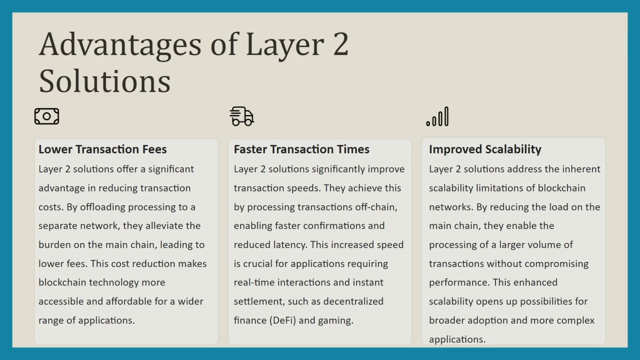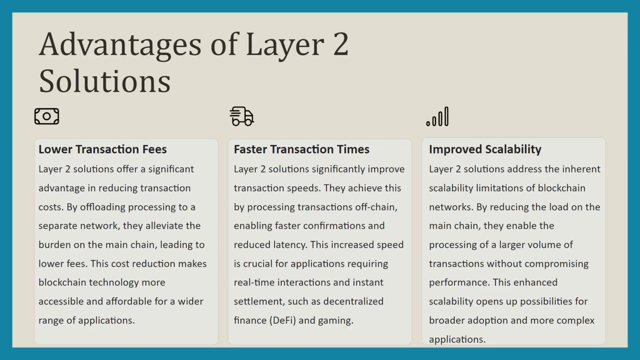Next is faster transaction times. These solutions significantly improve transaction speed. They achieve this by processing transactions off chain, enabling faster confirmations and reduced latency. This increased speed is crucial for applications requiring real time interactions and instant settlement, such as decentralized finance and gaming.